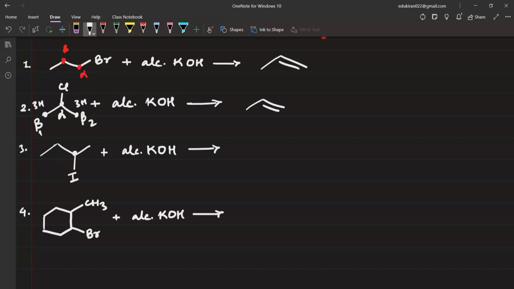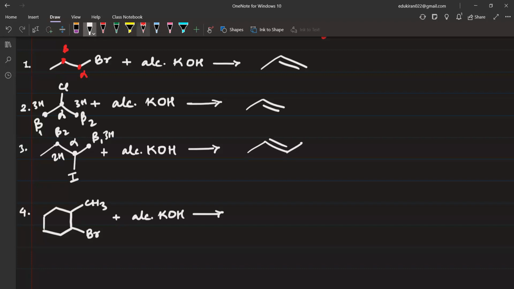Now when I look at this particular carbon, this is alpha because iodine is attached to this carbon atom. Now this is beta 1. Let us suppose this is beta 2. Beta 2 has 2 hydrogens. Beta 1 has 3 hydrogens. So beta 2 has fewer hydrogens. That is why I will make the bond with beta 2, not beta 1. Hafsa, you correct this mistake.